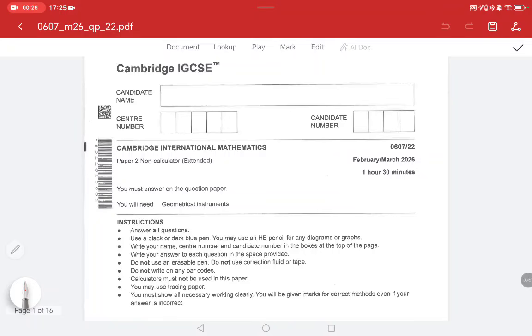First of all, before starting the exam, you must show your work. If the question is more than 1 point, please show your work. So if you have an incorrect answer, at least you will get the method mark. So let's begin.